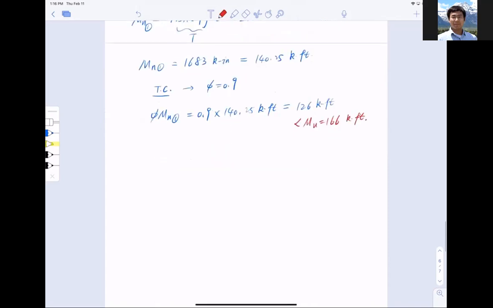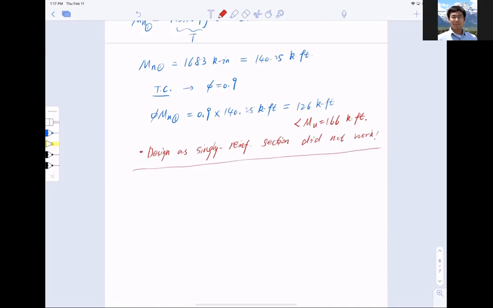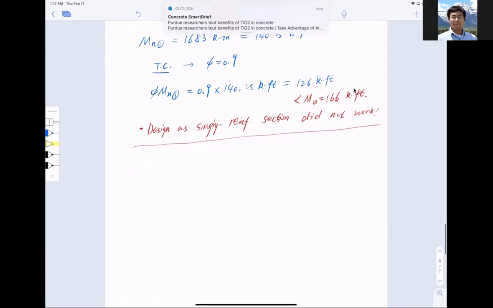Okay, so what happened here is that designing as a singly reinforced section did not work. Why? I end up with a capacity much less than the required capacity. All right, so at this moment, some of you may start jumping in and say, look, Bob, you're wrong. It might work. How can I make it work?